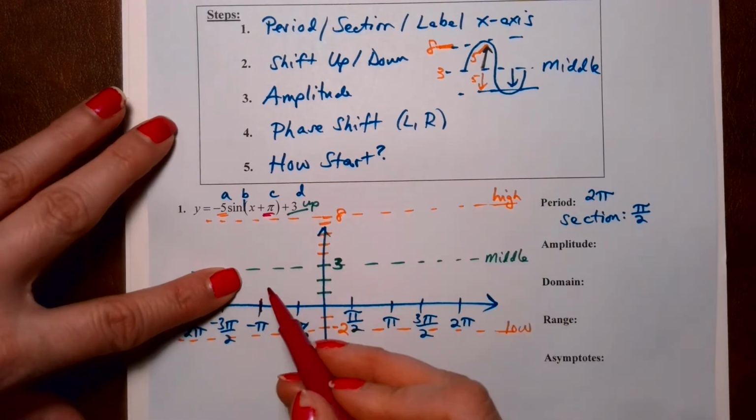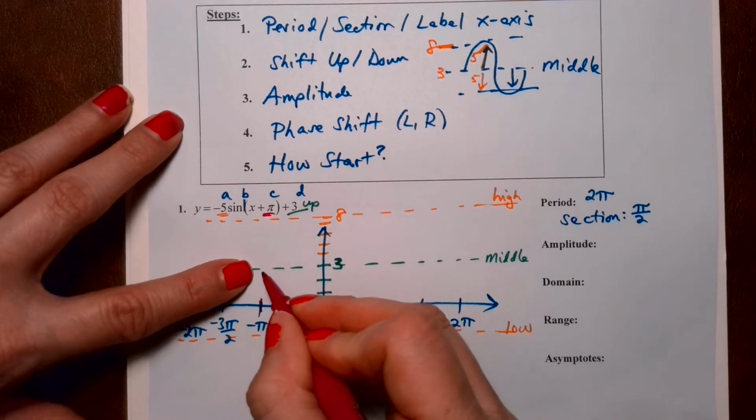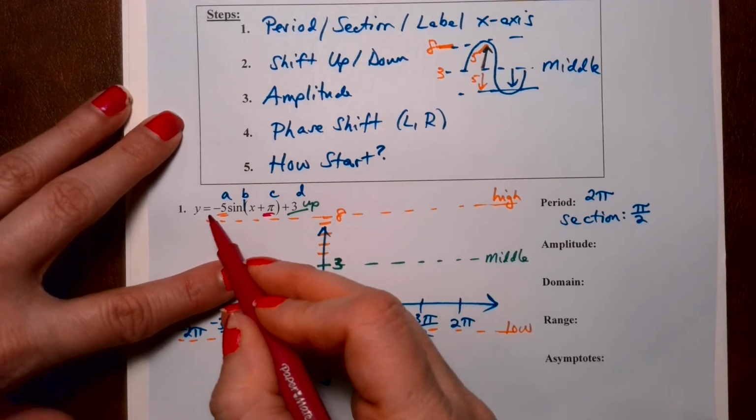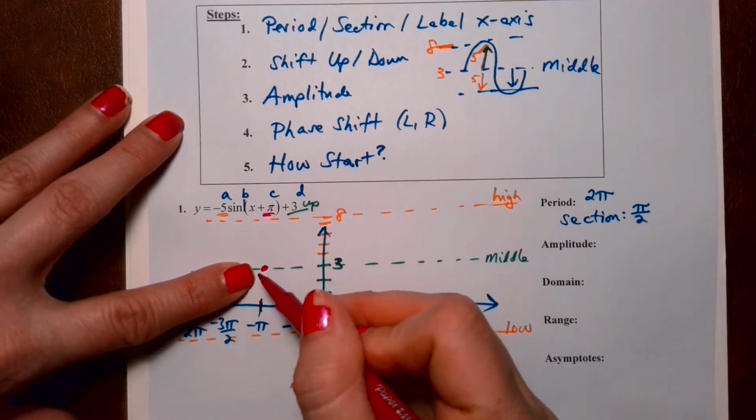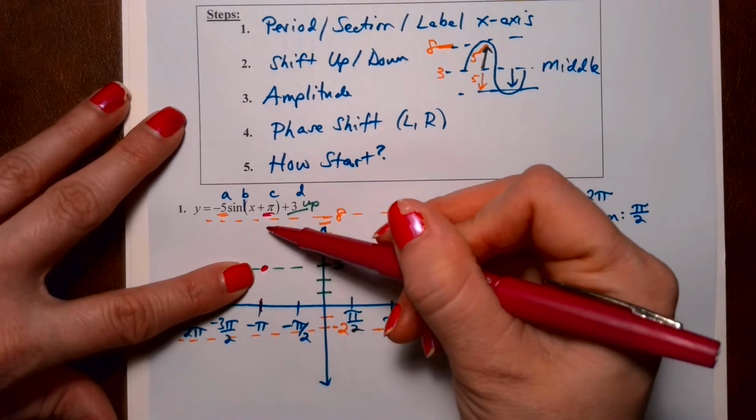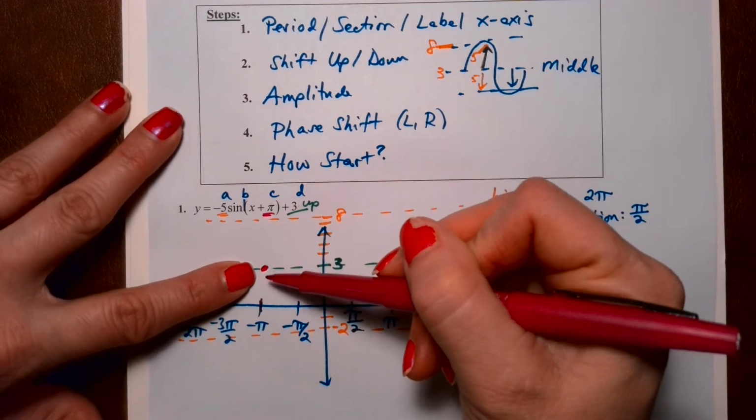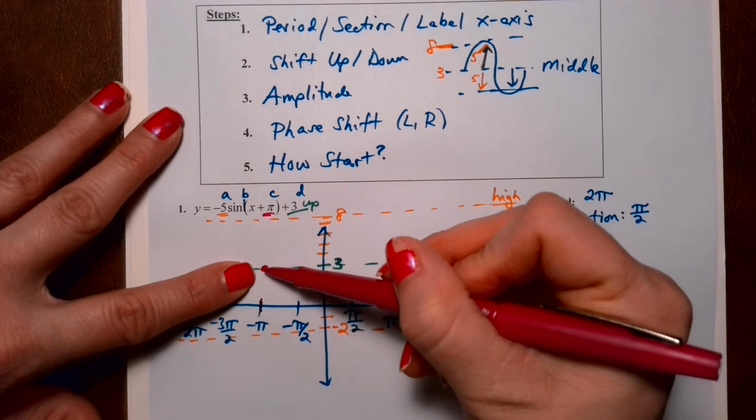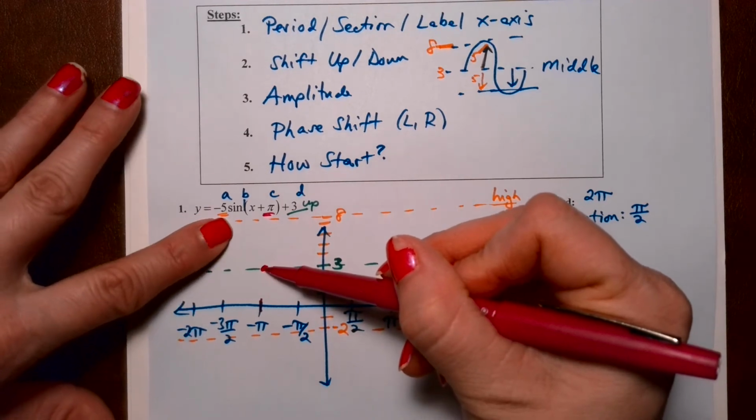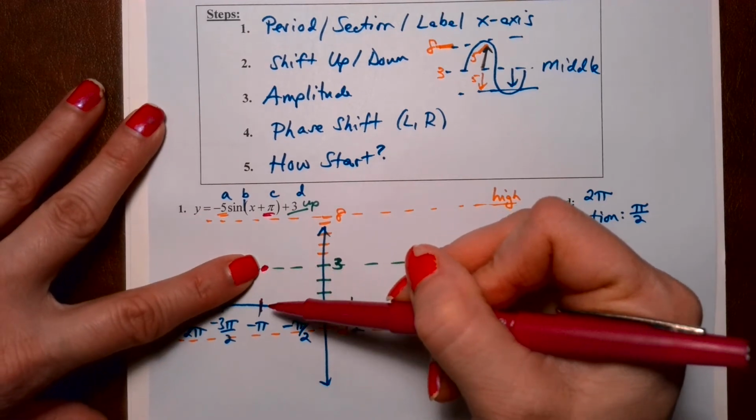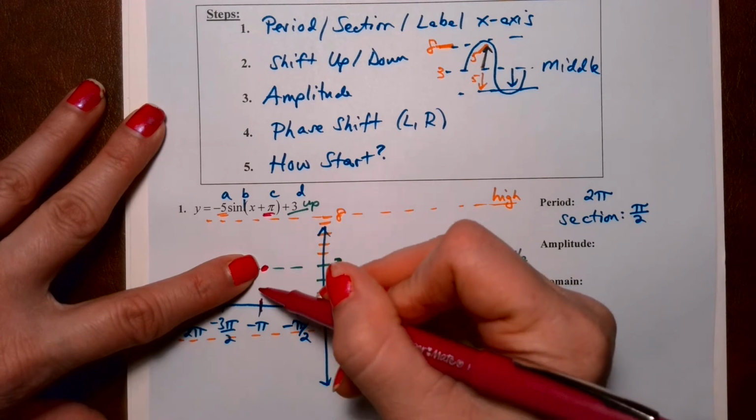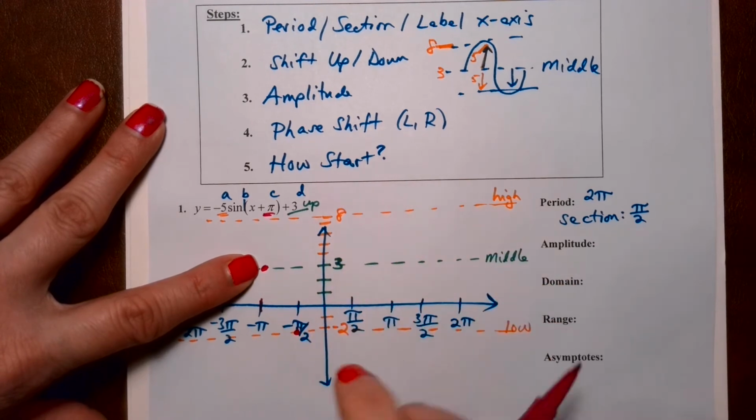So we have to make sure we hit the middle. So get up here to 3. But since it's negative, it's going to start going down. So we've got to make sure we hit either high, middle, or low, and not the x-axis. A negative sign is going to start going down. So at negative pi over 2, we're going to be at a low.